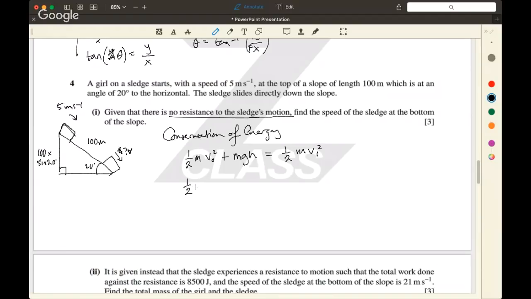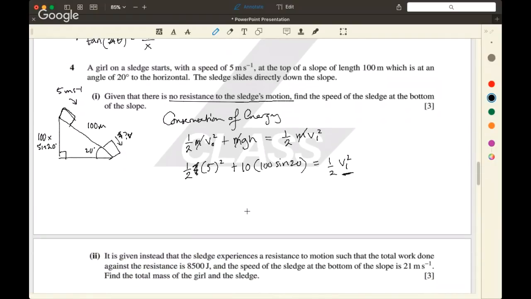So we have 1/2 times the mass, and you'll notice that the mass cancels out. So we don't actually need to know her mass. You just divide everything by mass. So you get 1/2 times 5 squared plus g, which is 10, times the height, which is 100 sine of 20, is going to be equal to 1/2 v1 squared. So we're looking for v1 squared. We can easily do this with our calculators and get the correct answer.